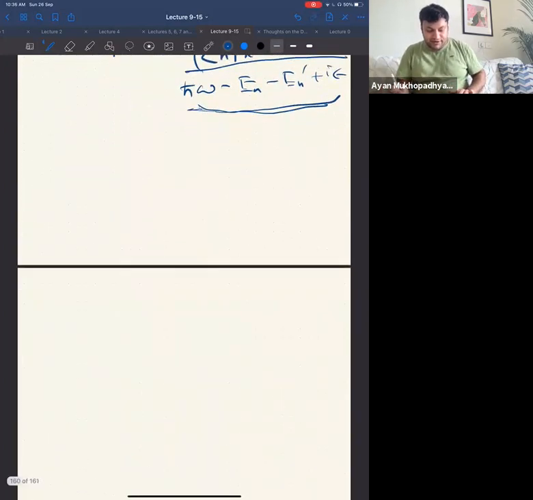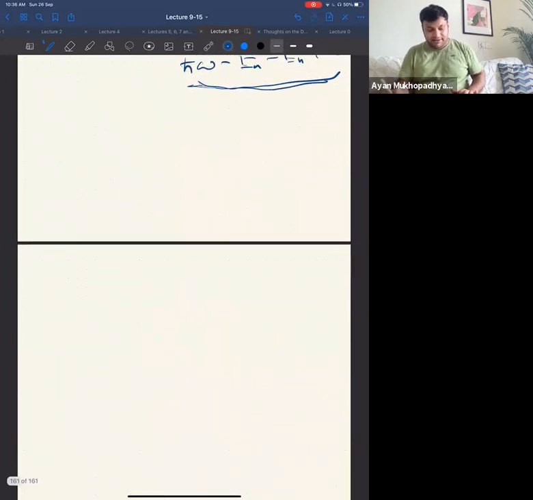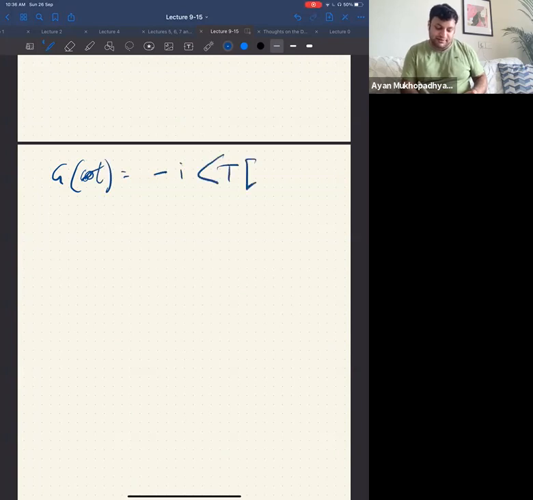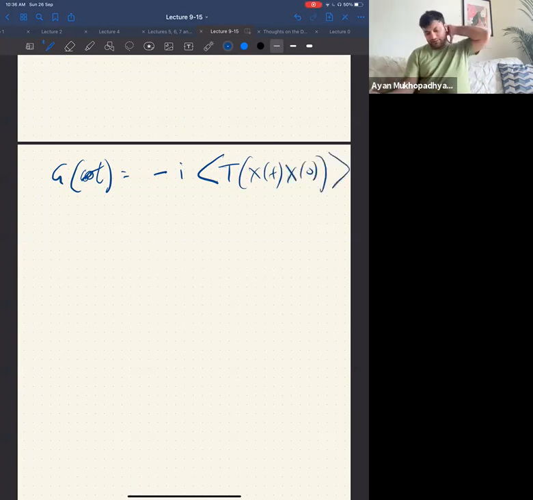All right, so now let us try to see more general properties like that. What about the Feynman propagator, g omega? Let us recall the Feynman propagator. G of t is nothing but minus i, the time ordered product of x of t and x of 0, and this expectation value. I leave it as an exercise for you to do this.